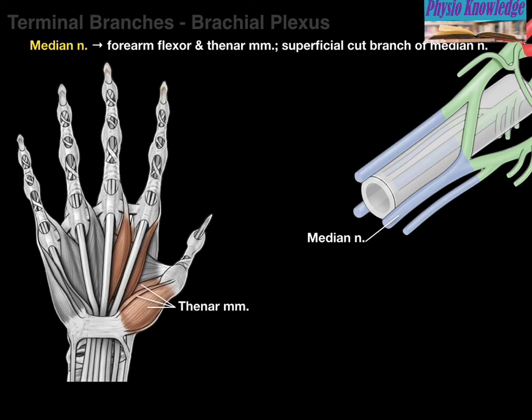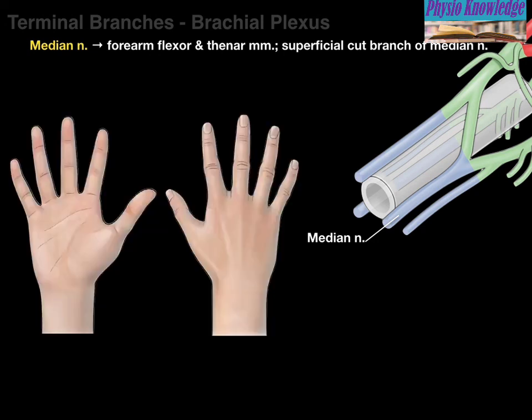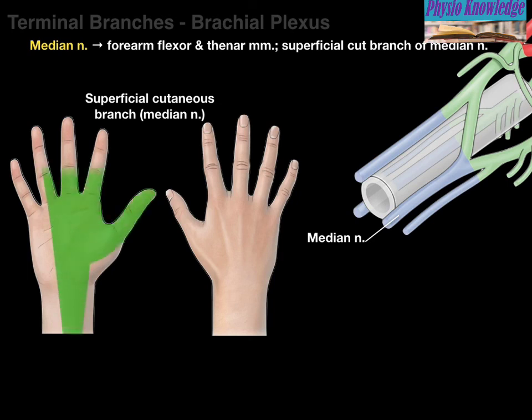It also does the thenar muscles that are associated intrinsic muscles of the thumb, as well as our first and second lumbrical muscles. The sensation is as follows. So the superficial cutaneous branches of the median nerve are there. That does the volar or palmar surface of the thumb, index, middle finger, and the radial half of your ring finger, and then the dorsum of your thumb, index, middle finger, and part of the ring finger.